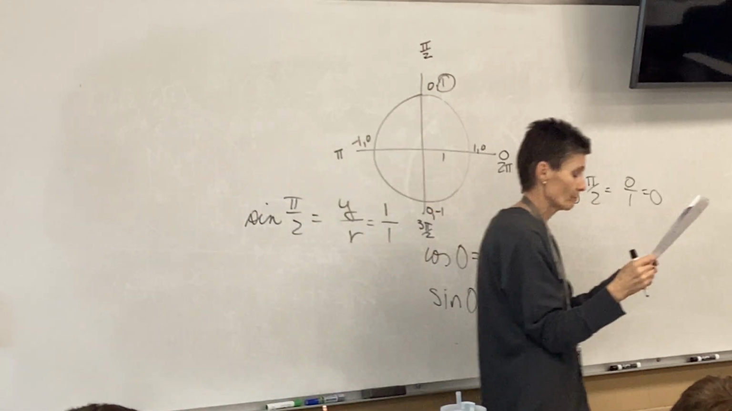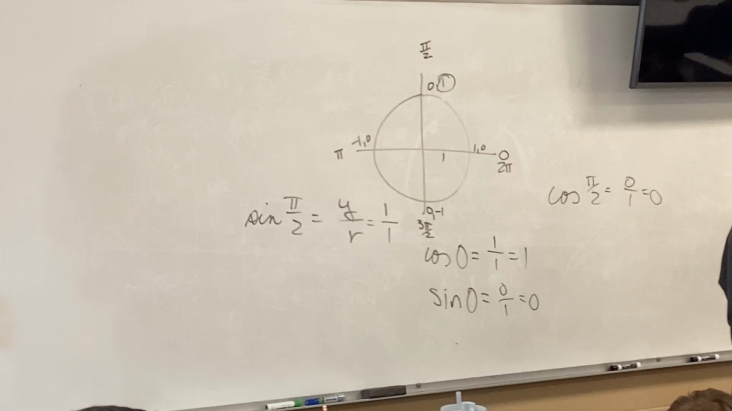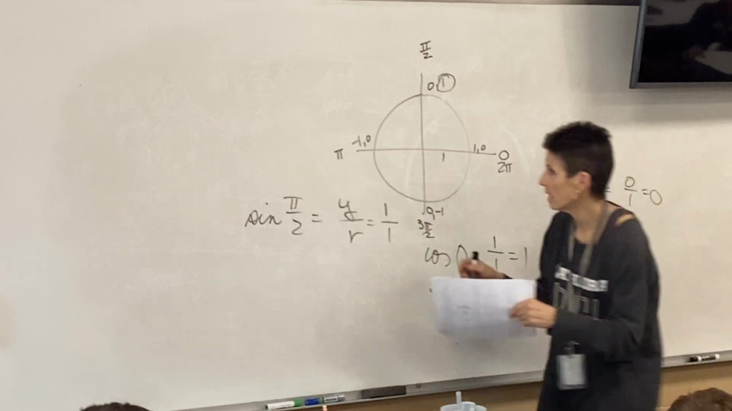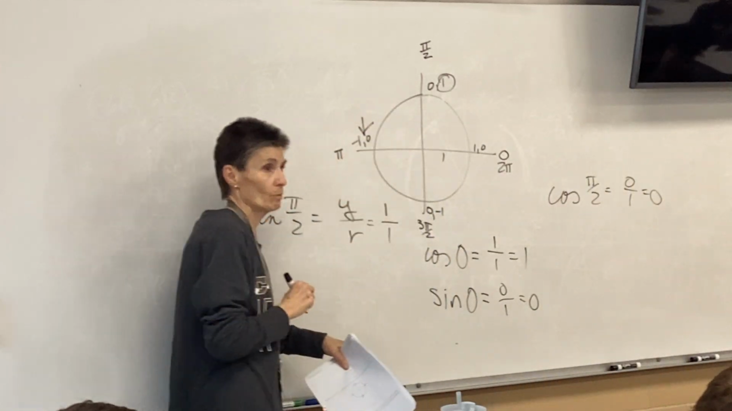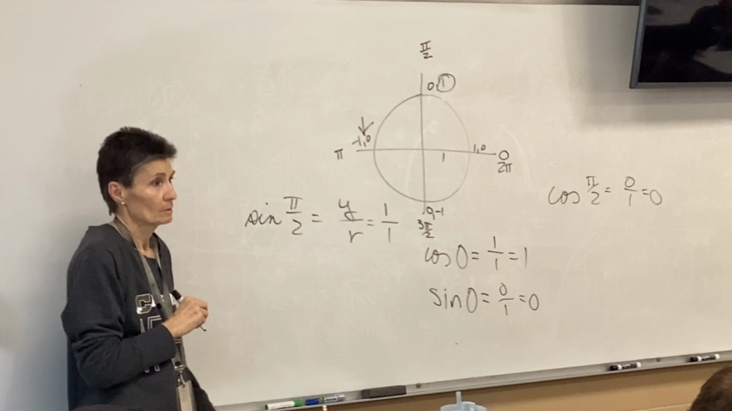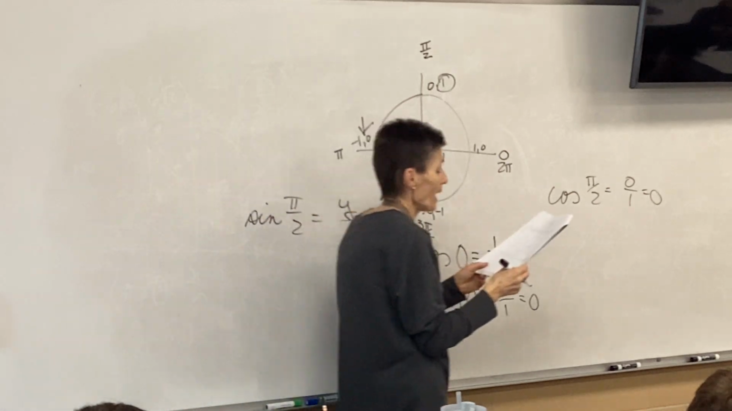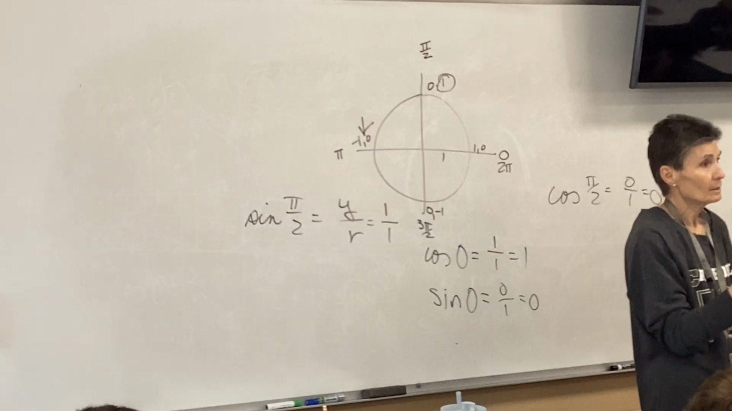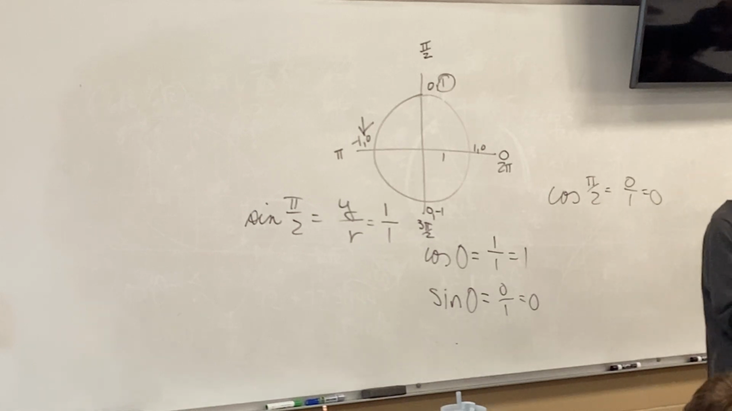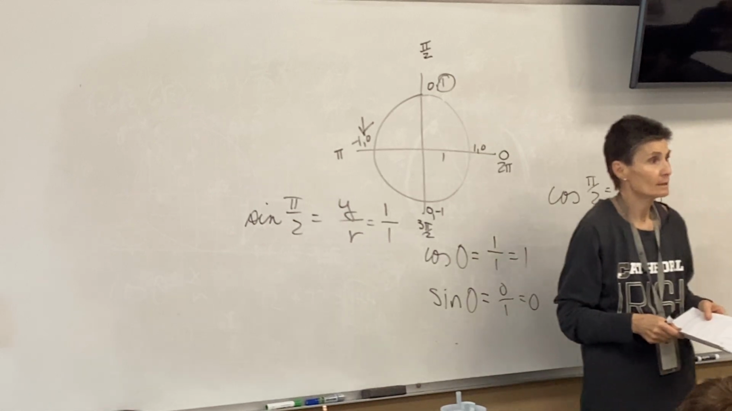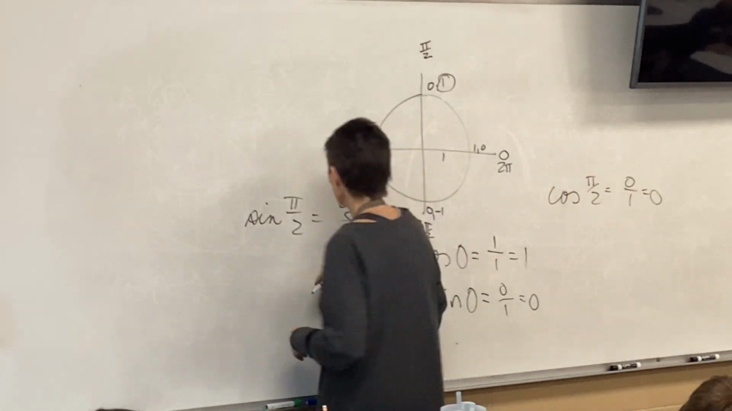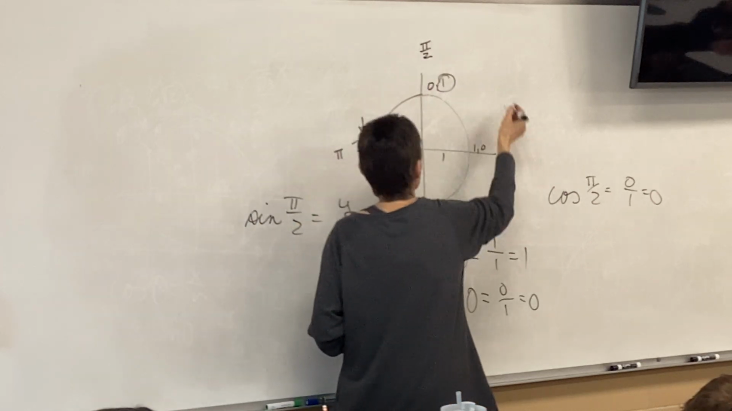Daniel, E. Negative 1. Everybody get negative 1? Cosine of pi? How about F? The sine of pi is 0 because y is 0. G, Addie. 0. Cosine of 3 pi over 2 is 0. And sine of 3 pi over 2, Josie? Negative 1. Perfect.